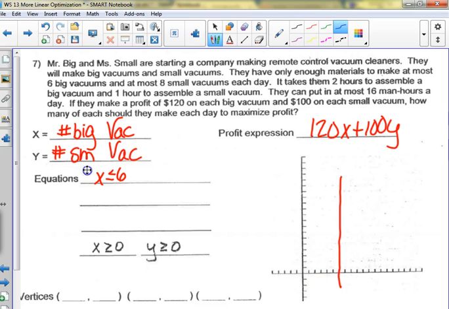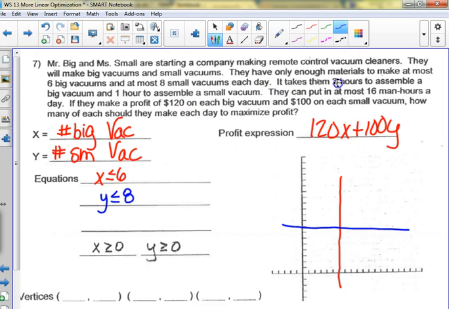All right. What about small vacuums? Y has to be less than or equal to 8. I don't know if I have those at the right spot because I'm kind of guessing those tiny little lines. I hope everybody's paying attention because that's like that on the quiz. You might have to do a horizontal or vertical line as part of it.